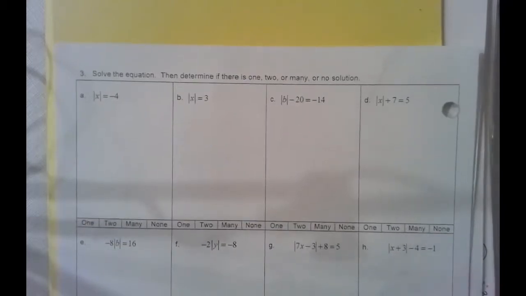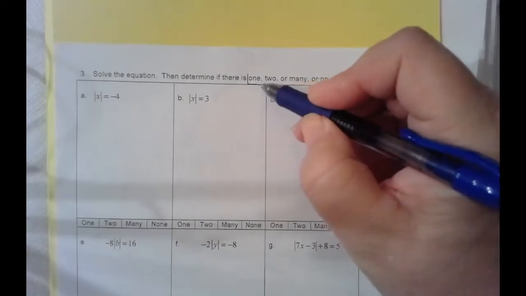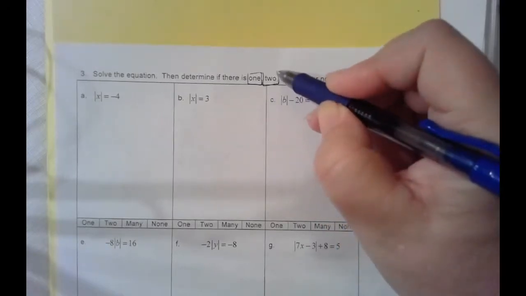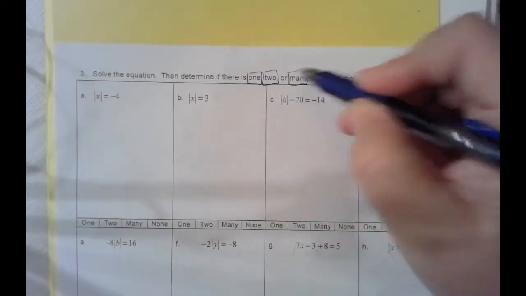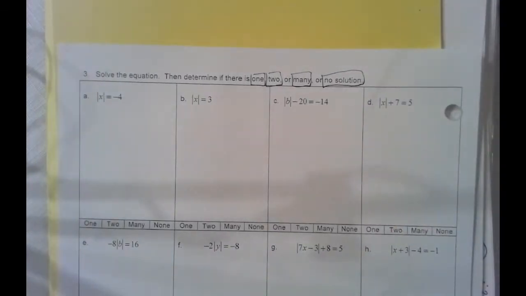Okay, let's look at the back. We are going to solve the equation, and we want to determine if there is one, two, or many, or no solutions. So one solution, two solutions, many solutions, or no solution. Let's see what that looks like.